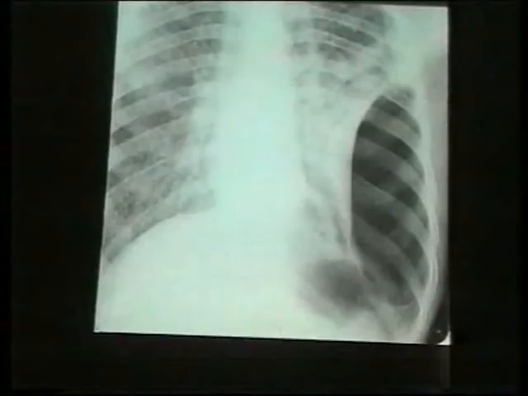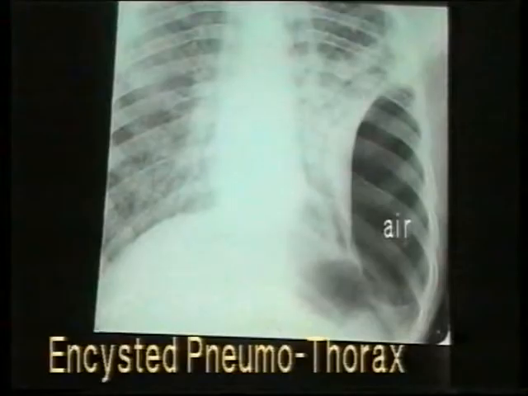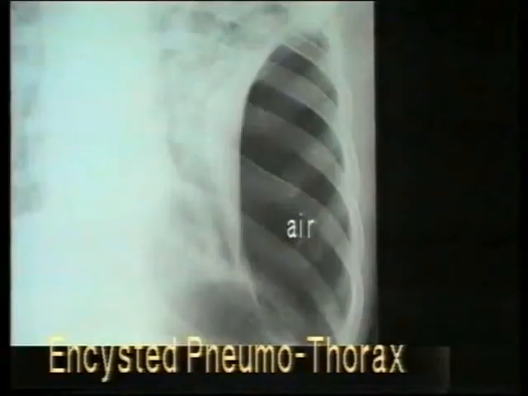In this X-ray, the radiolucent shadow is seen only in the lower zone. It does not extend to the apex. This is an encysted pneumothorax. The air in the pleural cavity is loculated due to pleural adhesions. Note the well-defined sharp border and compression of the adjoining lung tissue.